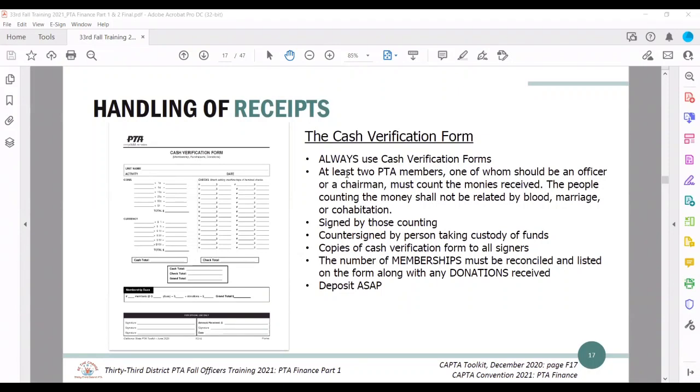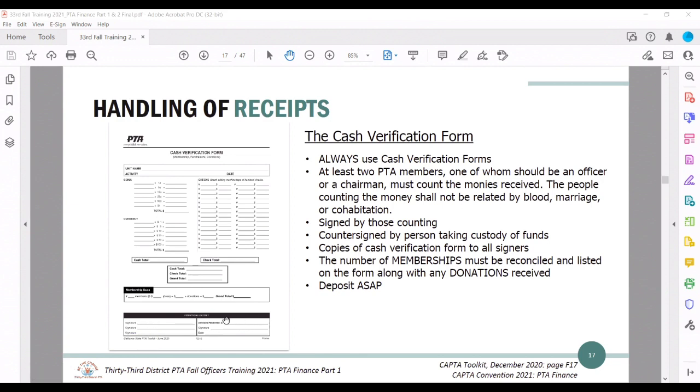Handling of receipts. Here's a sample cash verification form from the California State PTA Toolkit. This form is used for any funds collected by your PTA. Some of you might have variations of this form, but to highlight some of the features here, there's a place for the counters to sign, and at least 2 PTA members, one of whom should be an officer or chairman, must count the money received. And people counting money shouldn't be related by blood, marriage, or reside in the same household.